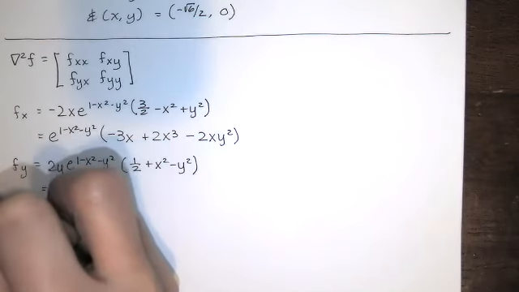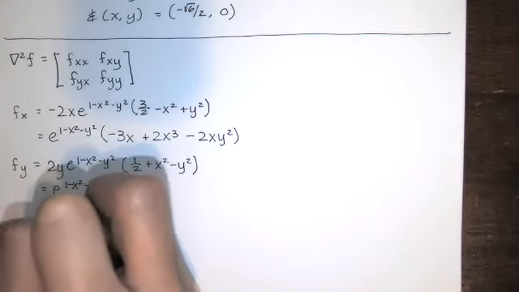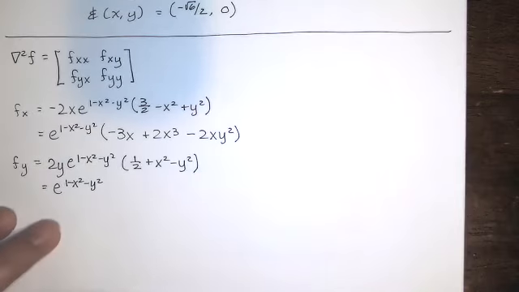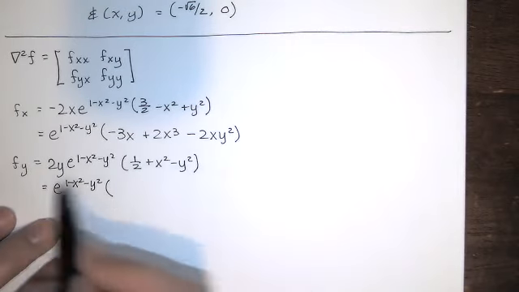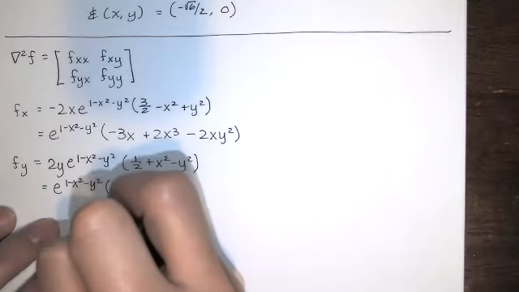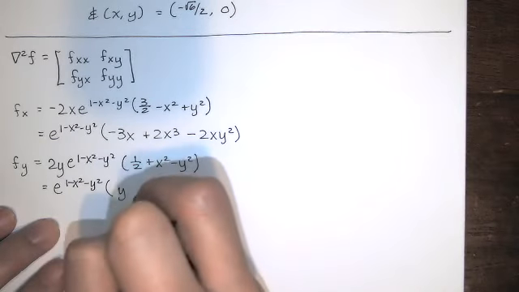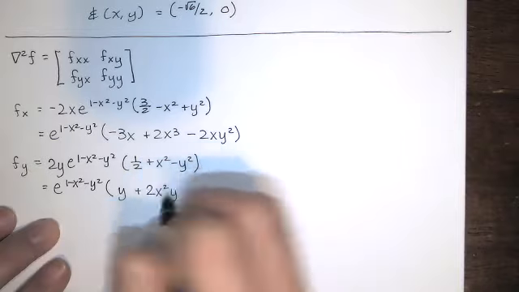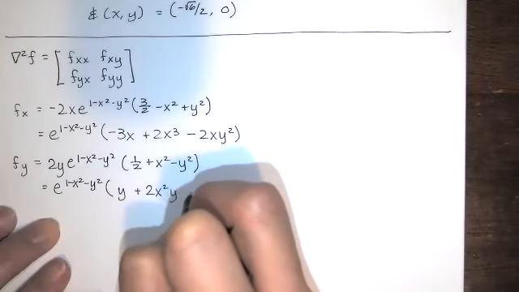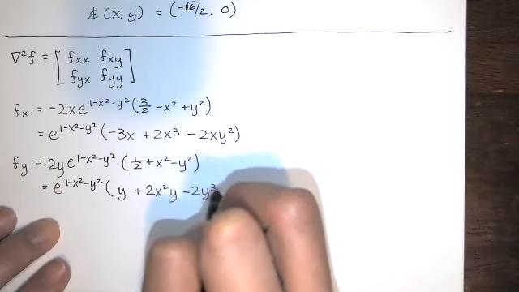I am not taking partial derivatives or second partial derivatives yet. I'm just doing algebra. Now I've got 2y times this guy. 2y times 1/2 is just a y. And then I'll have 2 times x squared times y. And 2y times negative y squared is negative 2y cubed.